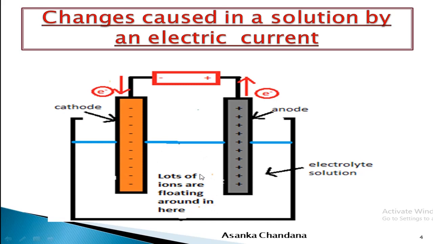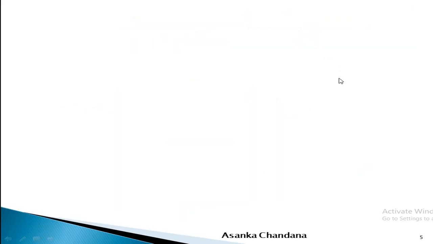Some changes can be seen in the electrolytic solution. When electricity passes through the electrolyte, some changes can be seen, right? This is the electrolysis. Right now we have learnt about electrolytes. After that we have learnt about non-electrolytes. Finally we have learnt about changes caused in a solution by an electric current, right?